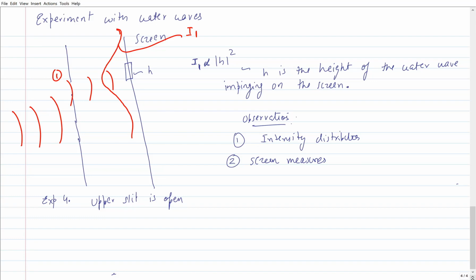measures a continuum of intensities. So, for example, H can be 0.7 over here. So what do I do? I repeat the experiment again with the bottom slit open.